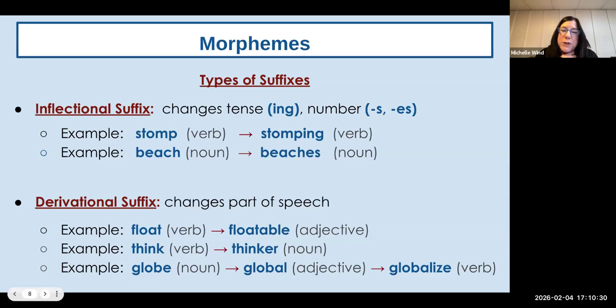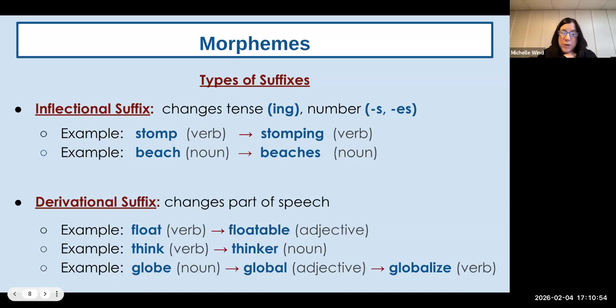We also want to just give you some background knowledge on inflectional suffixes and derivational suffixes. And this is really important for the students you're working with, in the sense that inflectional suffixes change the tense, but the part of speech stays the same. So stomp and stomping, or beach and beaches.